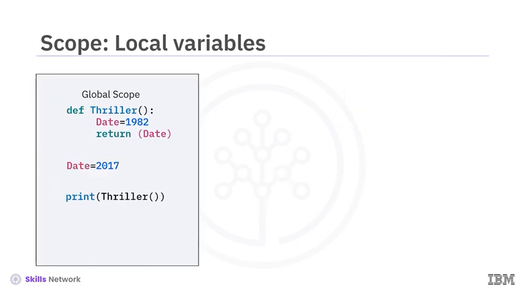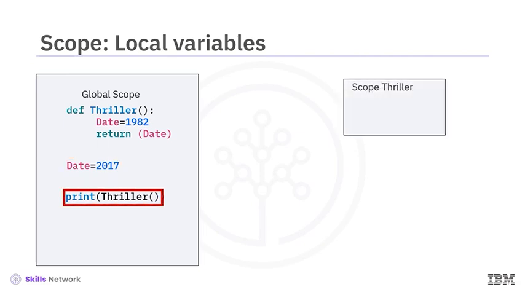Variables inside the global scope can have the same name as variables in the local scope, with no conflict. Consider the function thriller. The local variable date is set to 1982. The global variable date is set to 2017. When we call the function, we create a new scope. Within that scope, the value of the date is set to 1982. If we call the function, it returns the value of date in the local scope, in this case 1982.